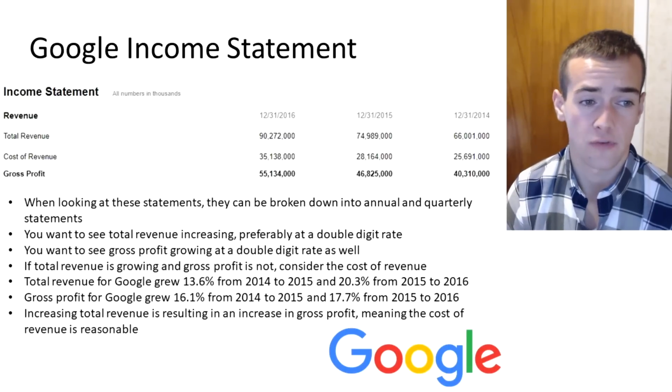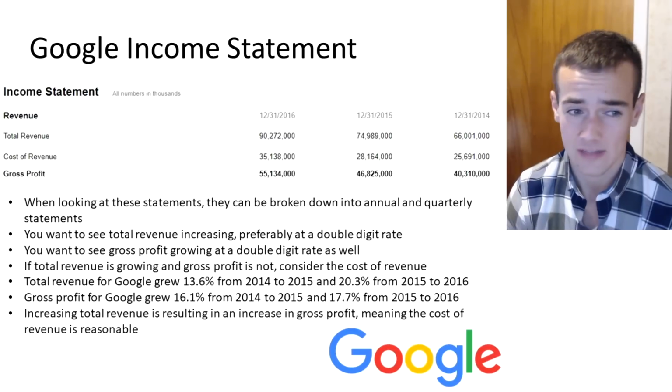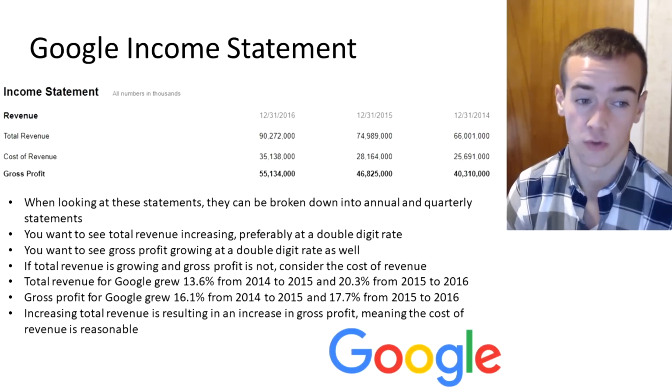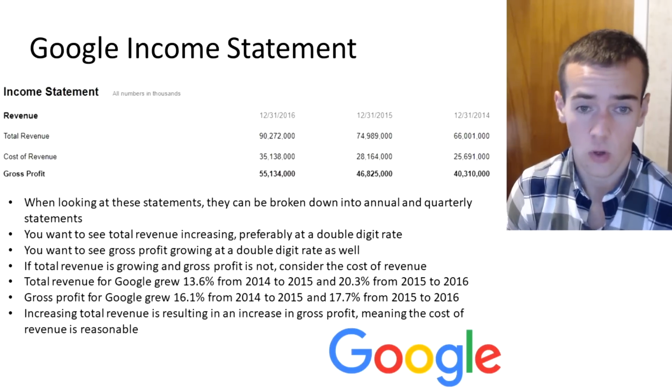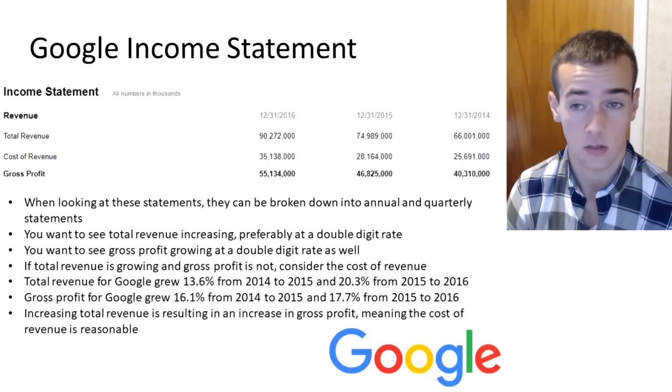You're going to want to make sure total revenue is converting into gross profit growth as well, because otherwise you need to make sure the cost of revenue is not outpacing the growth of total revenue. And as we can see with Google, we are seeing very healthy growth across all three categories of the income statement.